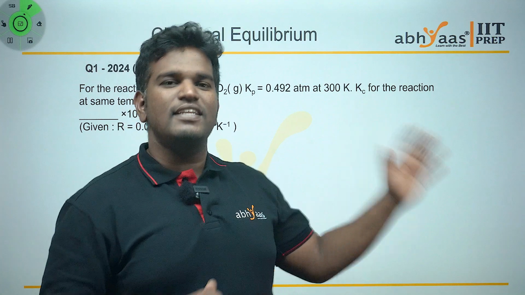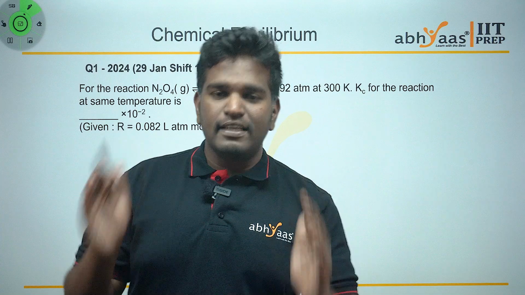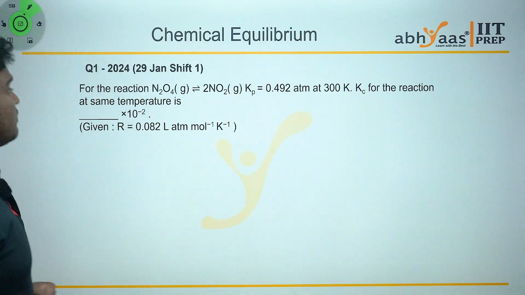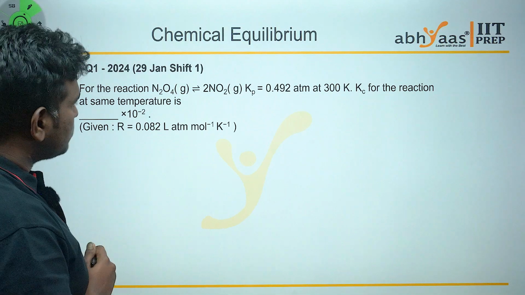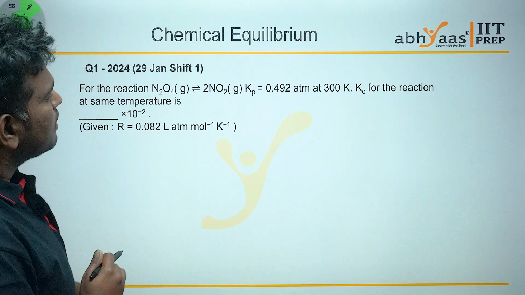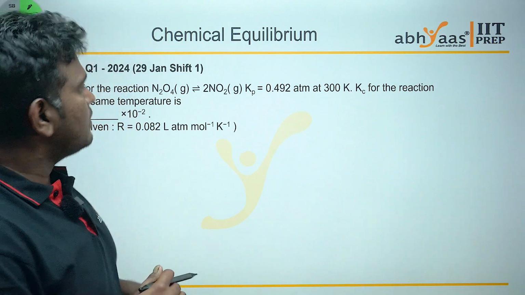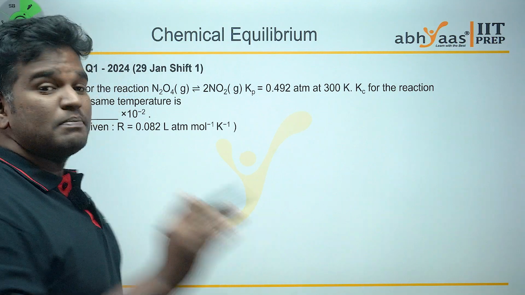It's just reading the question and applying the formula. So we will start further without any delay. Right, so we will move to the first question. Here, what is the question? For the reaction N2O4 giving you 2NO2, Kp is 0.492 atm and at 300 Kelvin. Kc for the reaction at same temperature is.